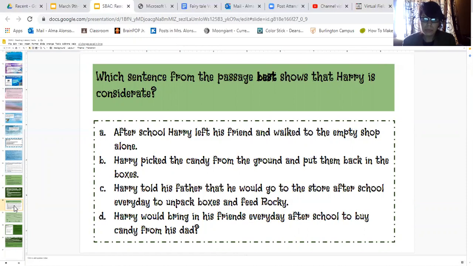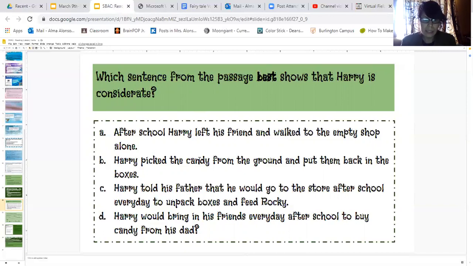So which one of these options here best shows that Harry is considerate? A, after school, Harry left his friend and walked to the empty shop alone. B, Harry picked the candy from the ground and put them back in the boxes. C, Harry told his father that he would go to the store after school every day to unpack boxes and feed Rocky. And D, Harry would bring in his friends every day after school to buy candy from his dad. So which one of these, and remember, I highlighted and bolded the word best, which one of these is the best response that shows that Harry is considerate? Go ahead and pause the video and read through your options and pick out the best one.